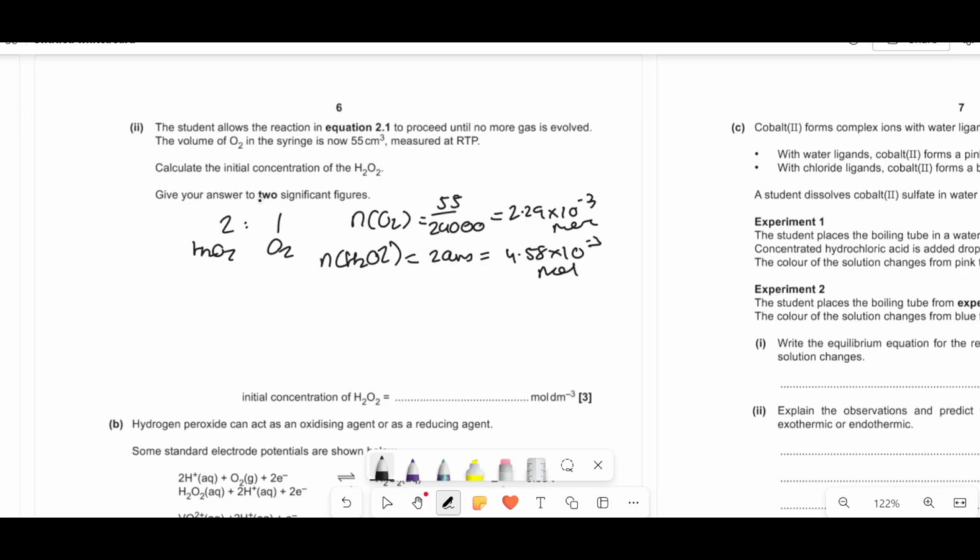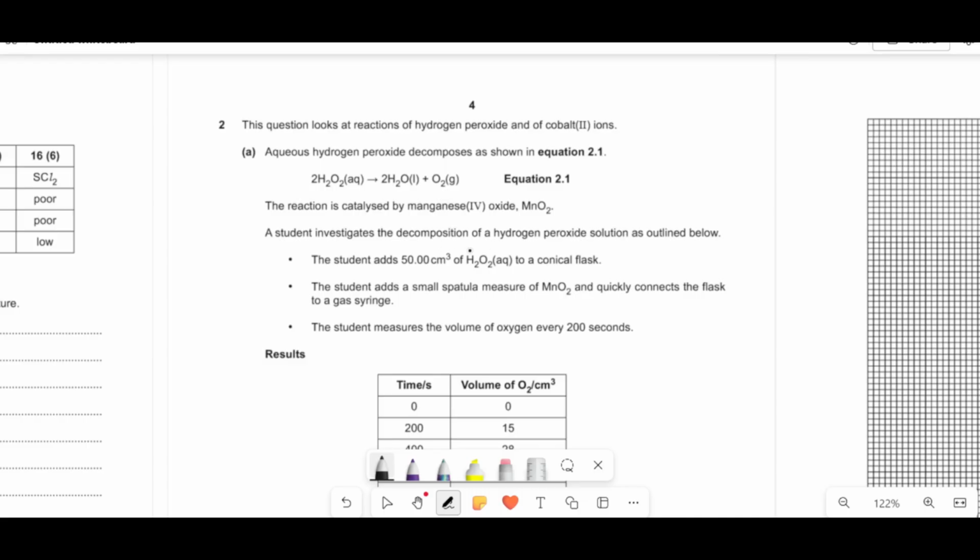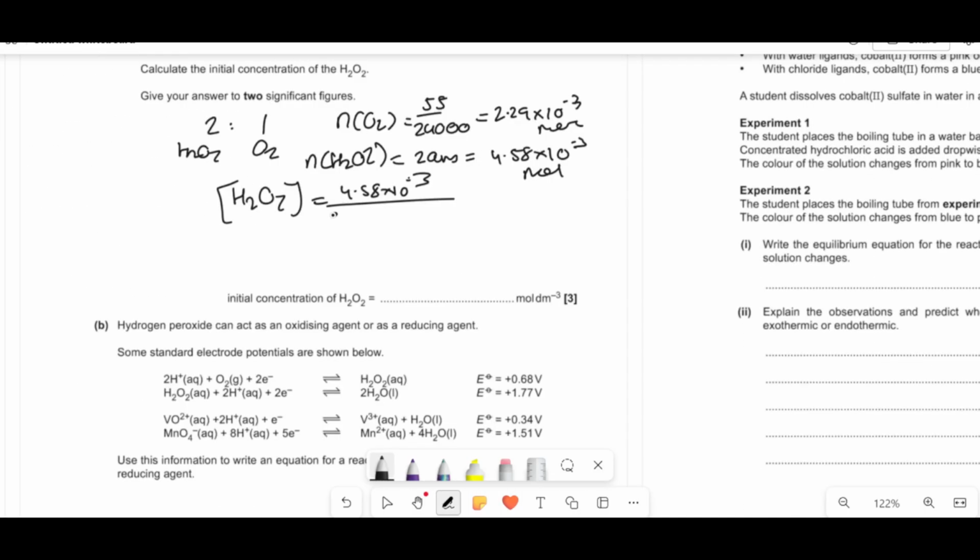They want you to work out the initial concentration of the H2O2. The H2O2 concentration is going to be the moles that we just had, 4.58 times 10 to the minus 3, divided by whatever volume it was. Do we have its volume anywhere? Where is it? There you go, 50 centimeters cubed. So it would be 50 divided by 1,000, and you end up getting 0.092. You should stick to the significant figures they've told you there, and there you go.